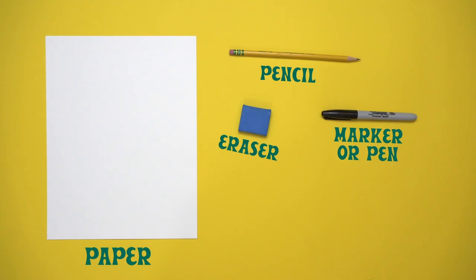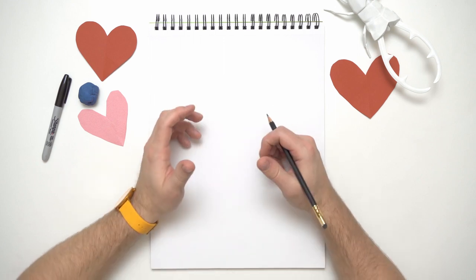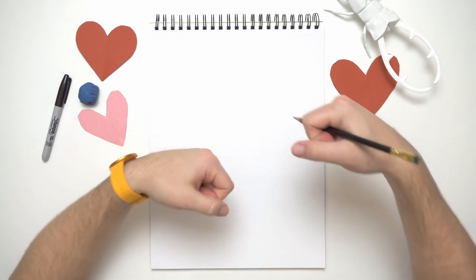I sure did. But now I think I'm ready to get drawing. Are you? Awesome. Okay, so let's go ahead and draw a Valentine's Day bear today. All you're gonna need is a clean sheet of paper, a nice sharp pencil, an eraser, a dark marker or a pen, and of course, something to color with. All right, well, let's start by drawing our cuddly little teddy bear that's gonna be holding a giant heart.